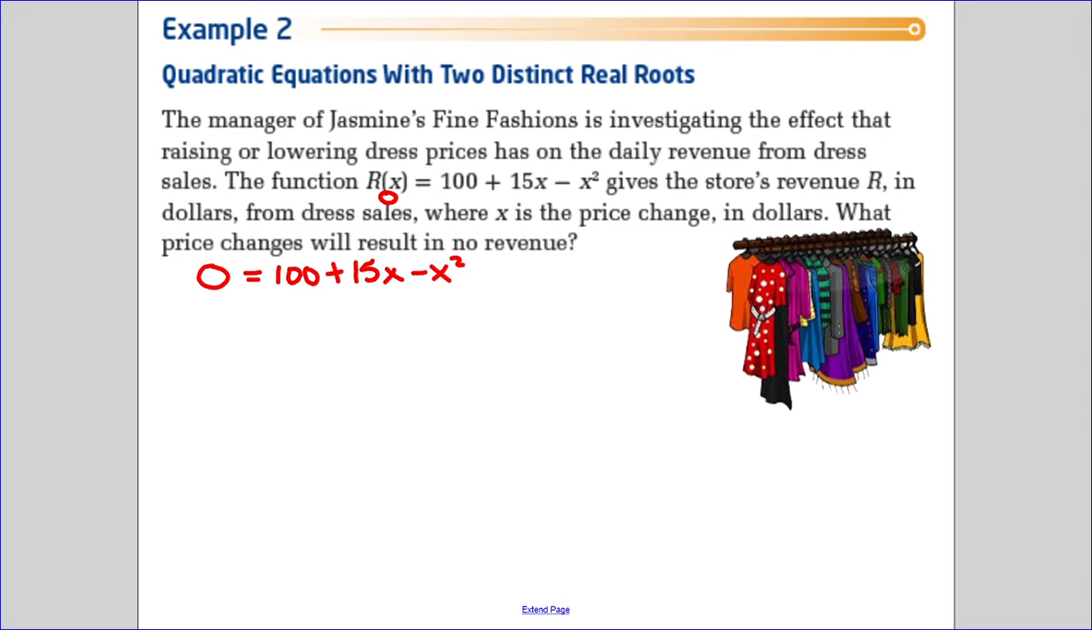Alright, so what I would do here is I actually like to write mine out in terms of decreasing polynomial size. So basically what that means is I like my squared terms first, my linear terms second, and my constants third, just to make it look like standard form, ax squared plus bx plus c. And then from here, now I can take a look at graphing it out.